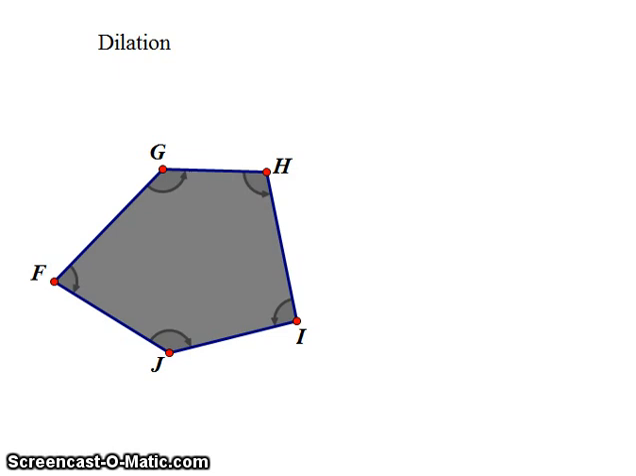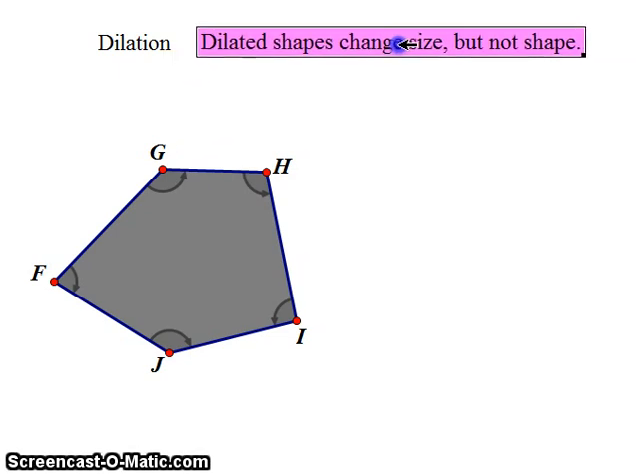talk about dilation. Dilation is another transformation, but we haven't been dealing with it because the dilation transformation is not a congruence transformation. In fact, a dilation is not an isometry. The reason why it's not an isometry is that dilated shapes change size, but not shape.